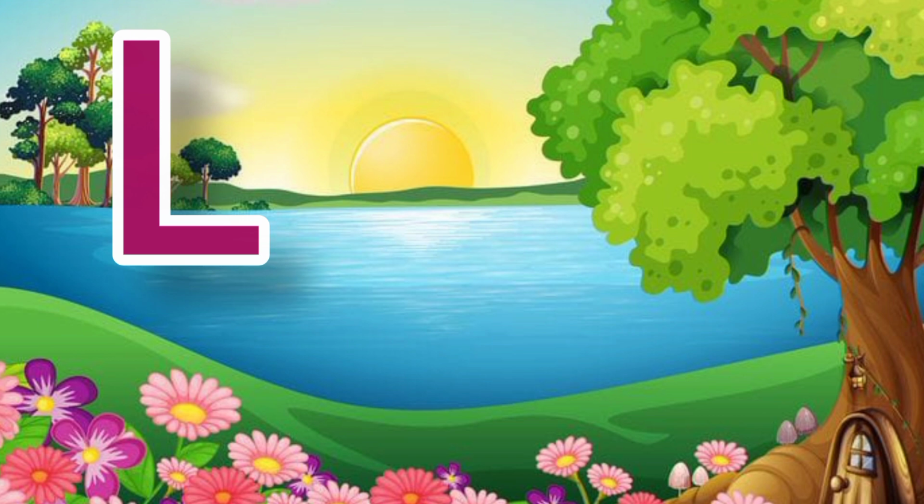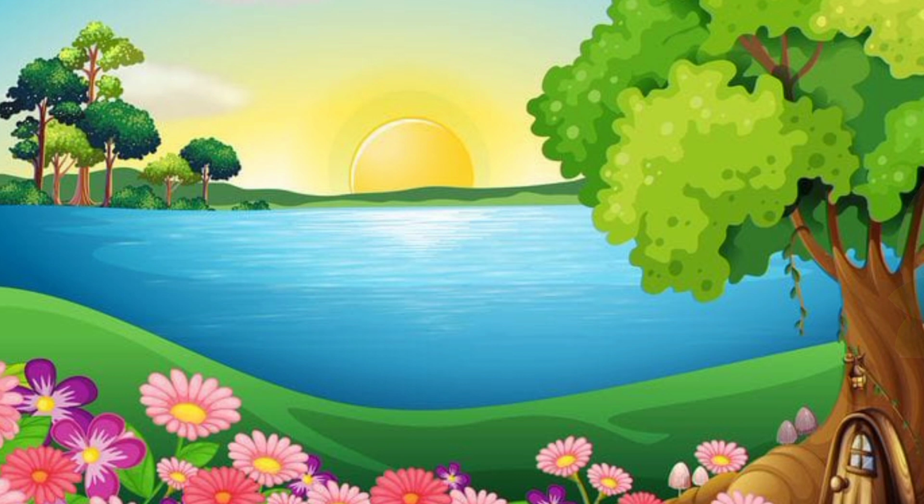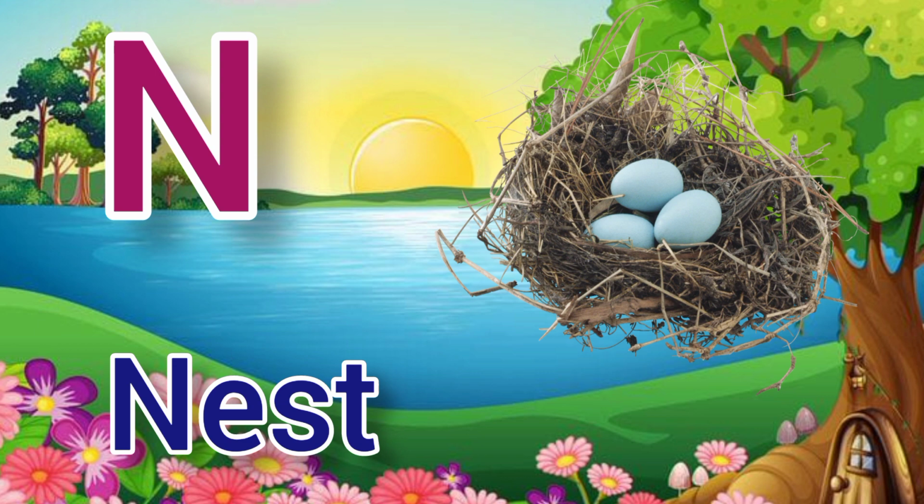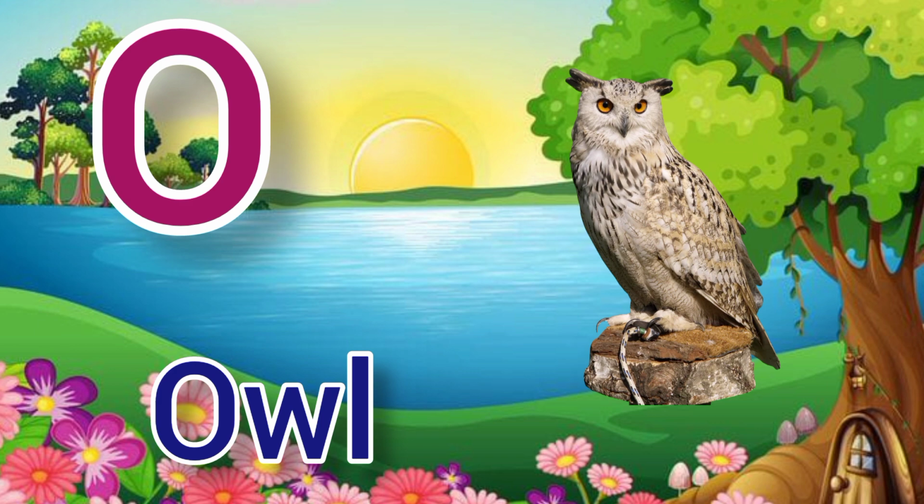L. L for lemon. Lemon means nibu. M. M for mango. Mango means aam. N. N for nest. Nest means ghosla. O. O for owl. Owl means ullu.